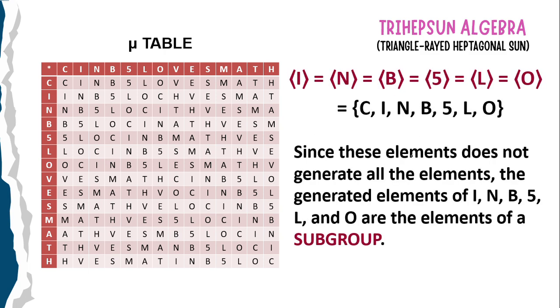The subgroup generated by I is equal to those generated by N, B, 5, L, and O. Since all the elements generated by I, N, B, 5, L, and O are the same, they are the elements C, I, N, B, 5, L, O. Since this does not generate all the elements in the group table, the generated elements of I, N, B, 5, L, O form a subgroup.